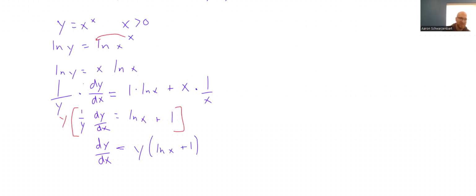Back in the original, I had y equals x to the x. I can't leave my y in here, so I'm going to substitute what y was equal to, x to the x, in for y, and this is my derivative. Logarithmic differentiation can come in handy in a lot of cases because it allows you to use those laws of logs. That is the end of section 3.9.